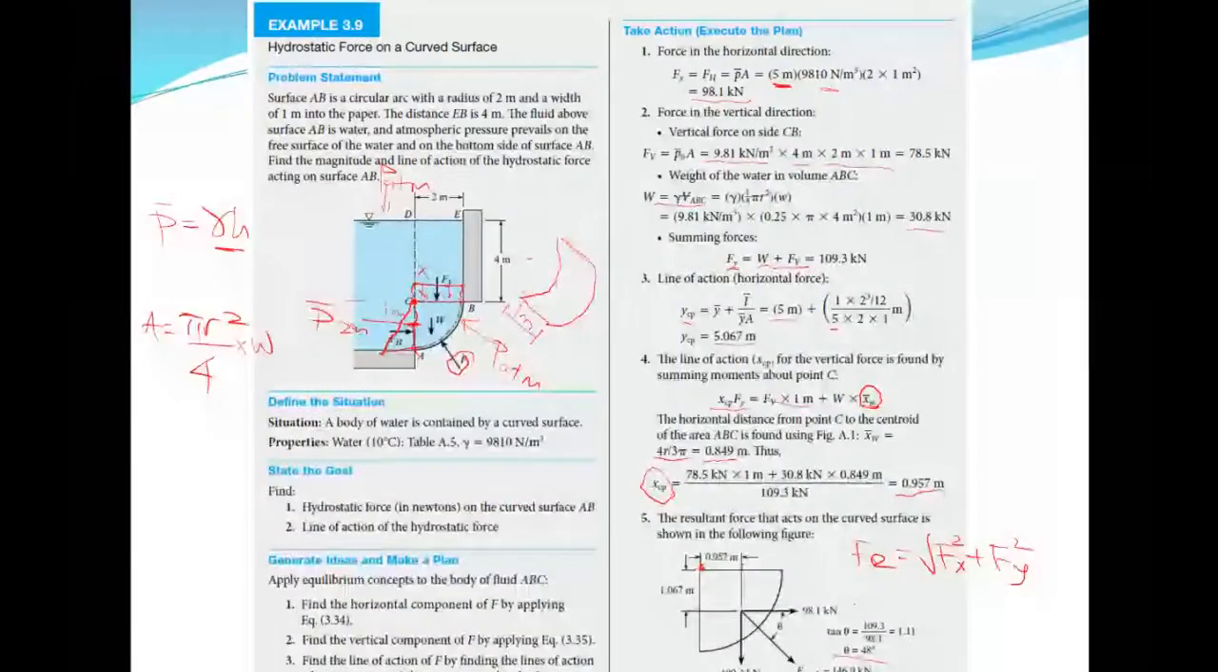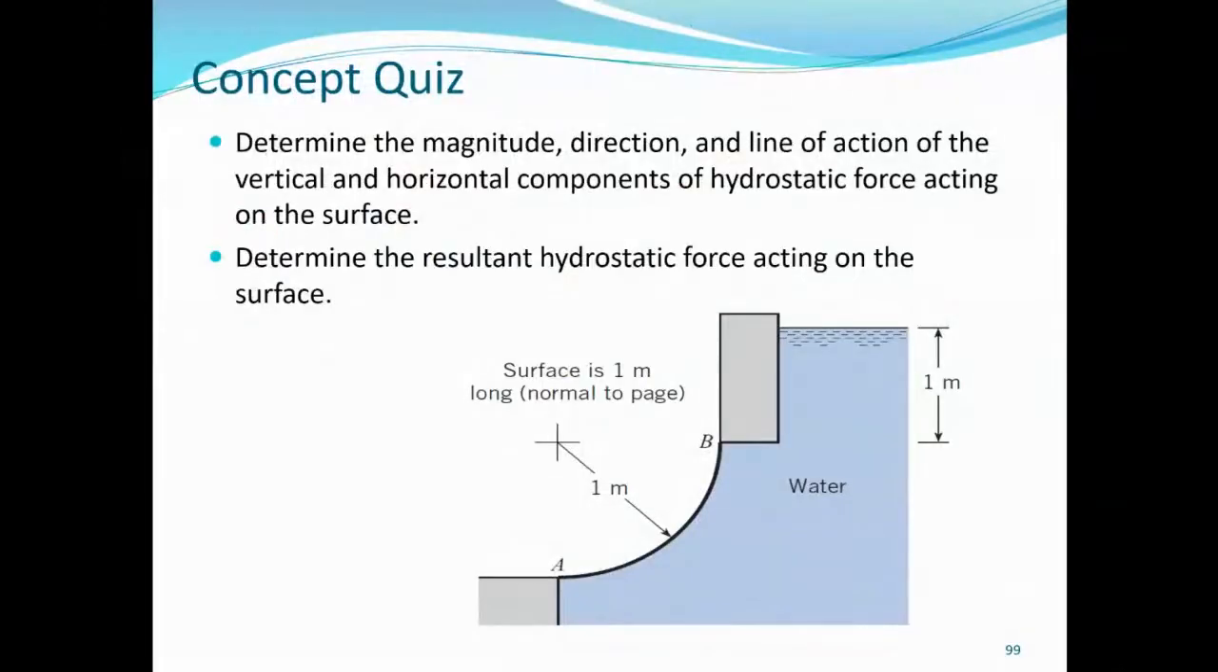So now, if this is very clear, let's have a short concept quiz, which says: determine the magnitude, direction, and line of action of the vertical and horizontal components of the hydrostatic force acting on the surface. The surface here is AB. Determine the resultant hydrostatic force on the surface. The surface is 1 meter long, normal to the page, and the radius is 1 meter.